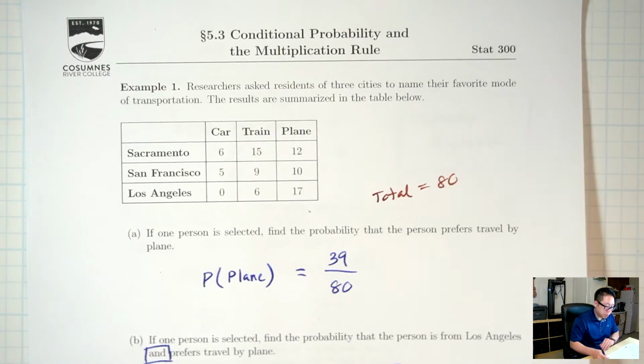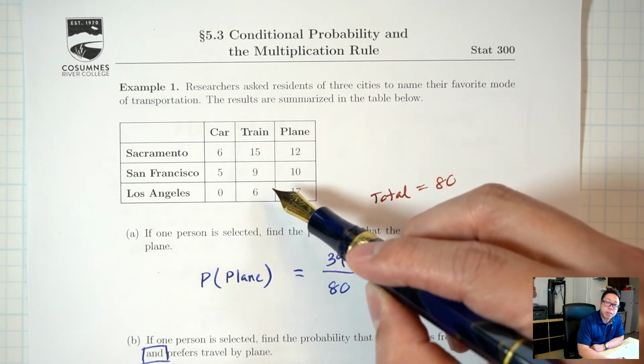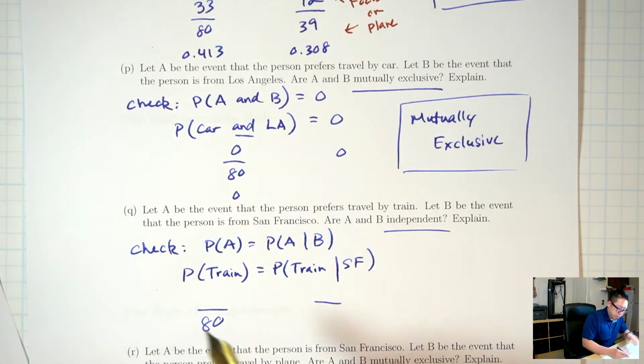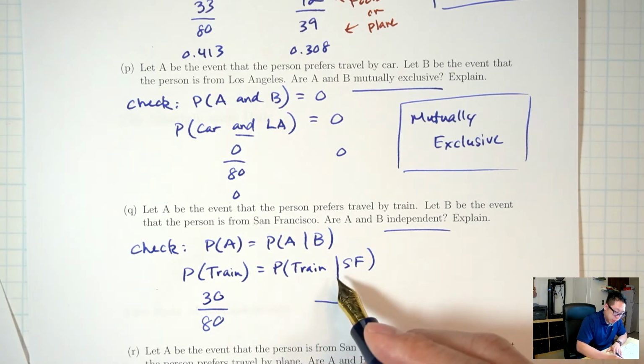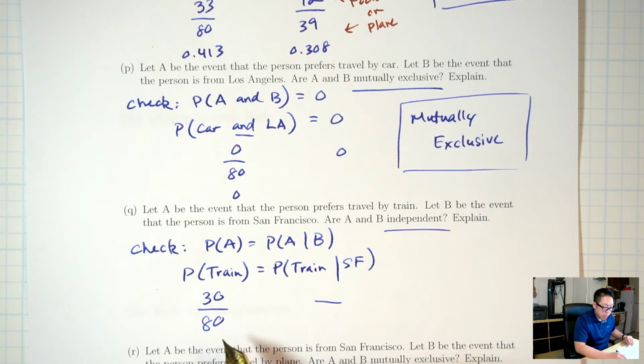Train would be 1596. 1596, I think it's 30. Okay, that's the left side. Right side, train given SF. So anytime I have this given, the bottom is not going to be everybody anymore.